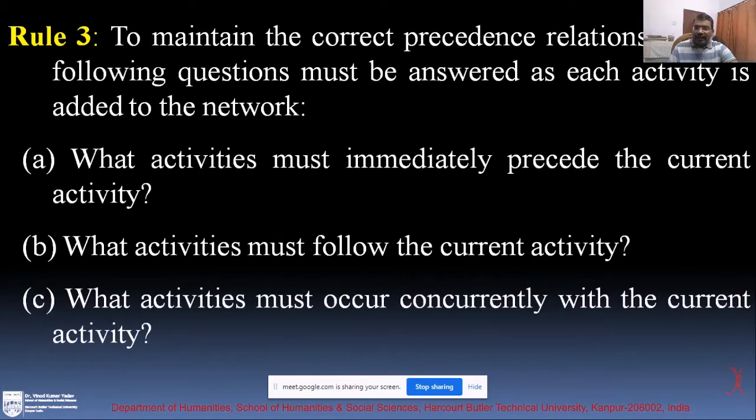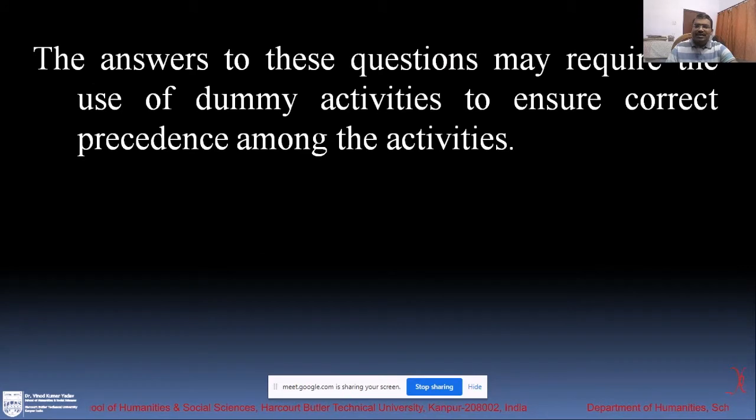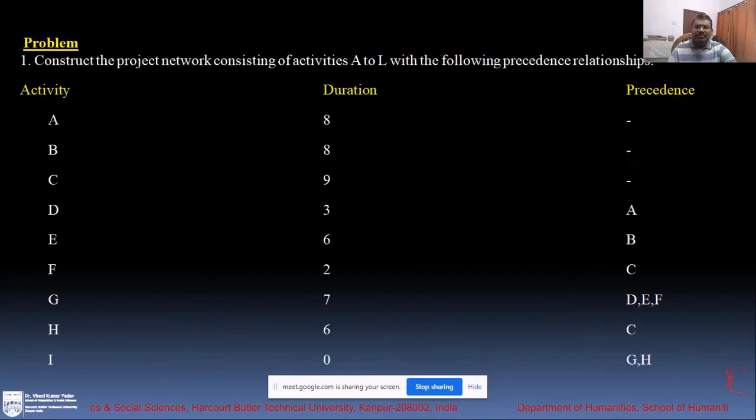And what activities must occur concurrently with the current activity, meaning parallel. If there are some parallel activities to be depicted in the network, you must look into that. To answer these questions may require the use of dummy activities. Sometimes you need it. Now let us test this particular example.